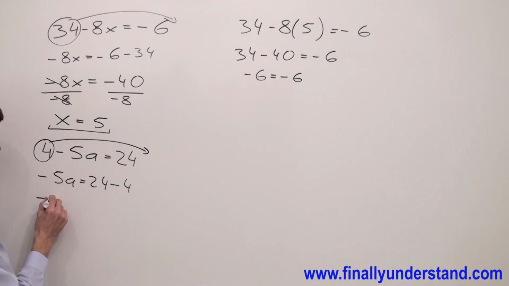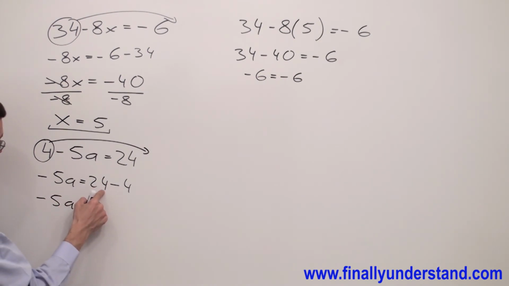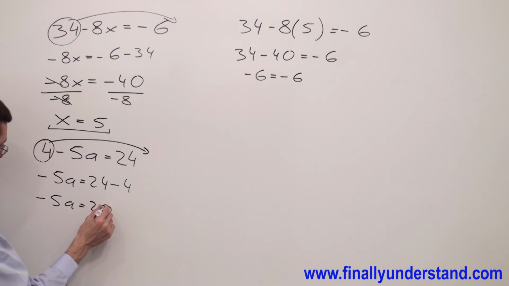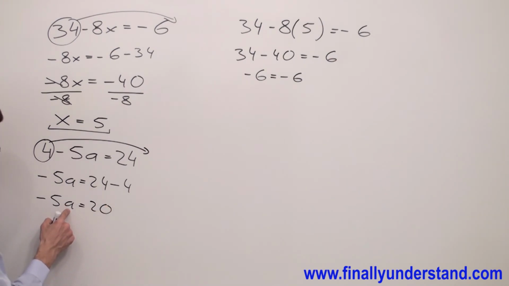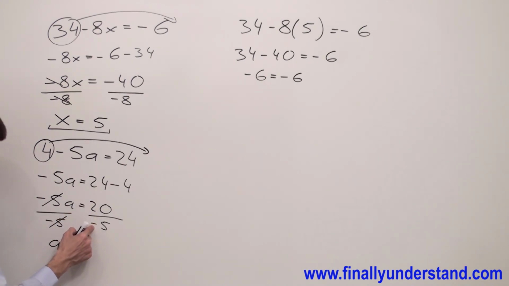Next, I'm going to have negative 5a equals 24 minus 4, which is equal to 20. In order to find a, I have to eliminate multiplication. In order to eliminate multiplication, I have to use division. Divide both sides of the equation by whatever is multiplied to a, by negative 5. This and this will cancel out, and I'm going to have a equals positive, invisible positive divided by negative gives me negative. 20 divided by 5 is equal to 4. This is the solution to my problem.